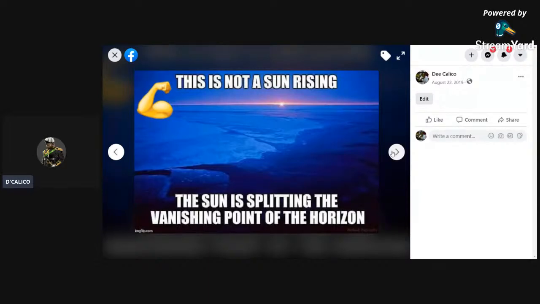as you can see, I put this post more than one time, but yeah, this is not a sun rising. Our eyes can only see so far. That's why I tell people there's no way you would be able to see the sun if it's 93 million miles away. Your eyes cannot perceive such a distance. We actually don't have that ability.